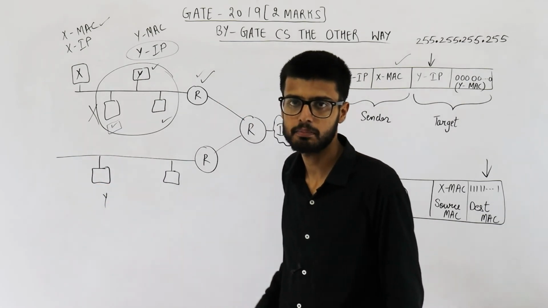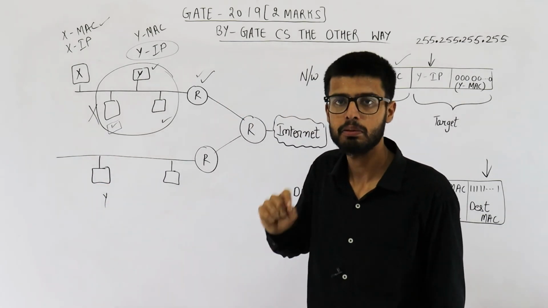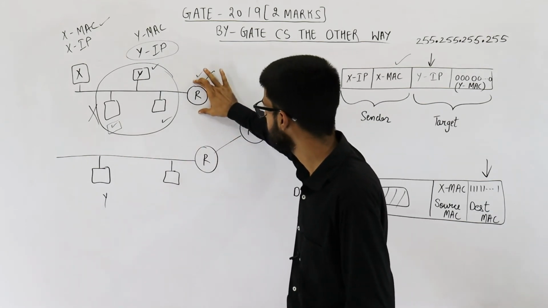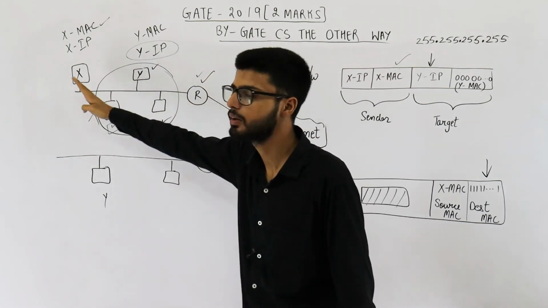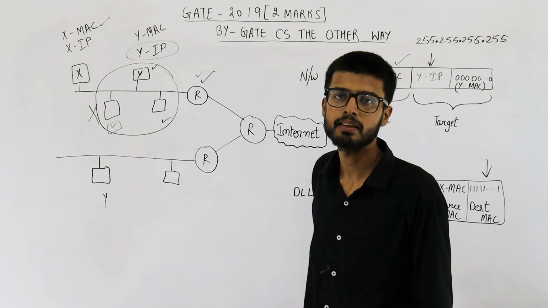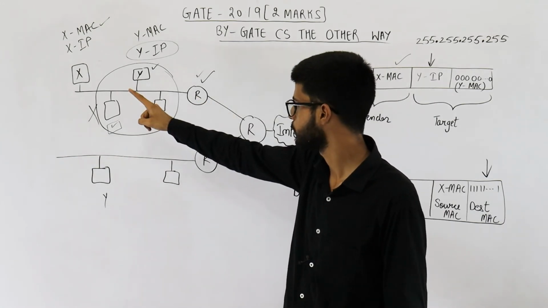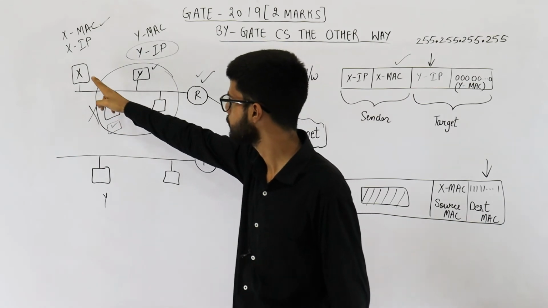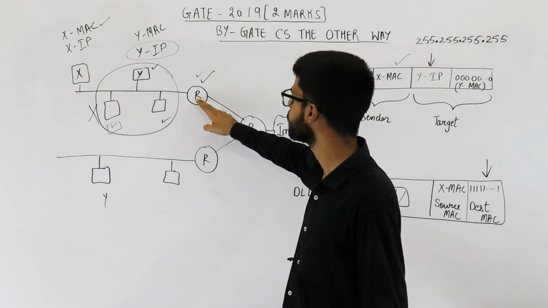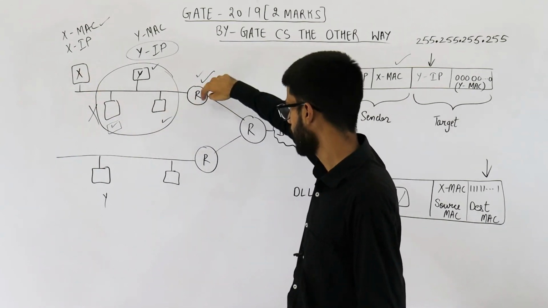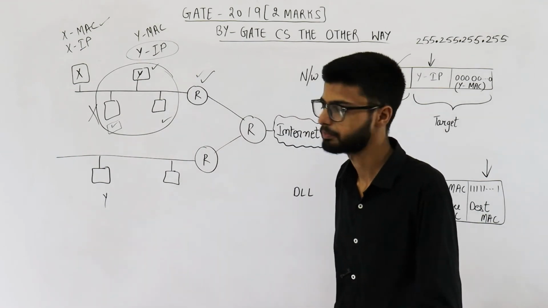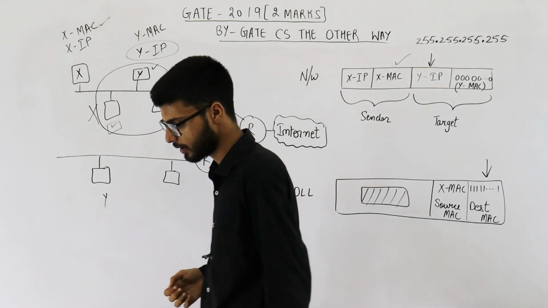The router will give an ARP response saying that I know how to reach this point. You just forward the messages to me. Here is my MAC address. So this router is going to respond with the MAC address. The router will send the ARP response in this case. So this router replies with its own MAC address. X keeps on sending the messages to this router and the router will then forward it. What is the other possibility?